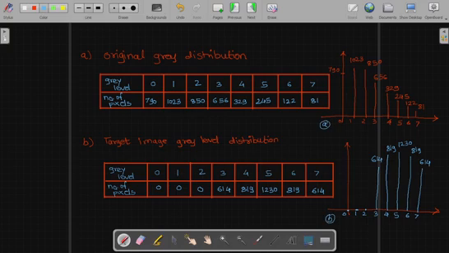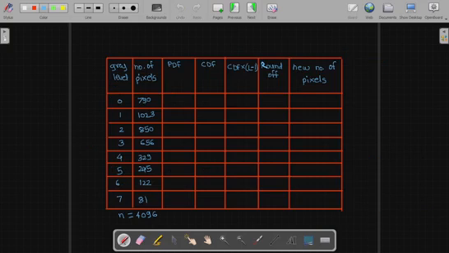We have to modify the histogram of A to look like the histogram of B. So first of all, we have to equalize the histogram for image A. For that we have made one table. We'll find the PDF function, that is Pr(rk), so we have to divide this value by the total number of pixels.